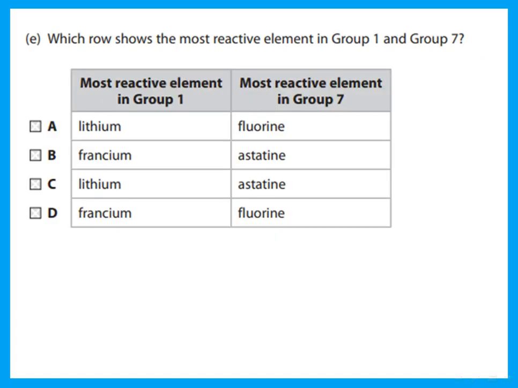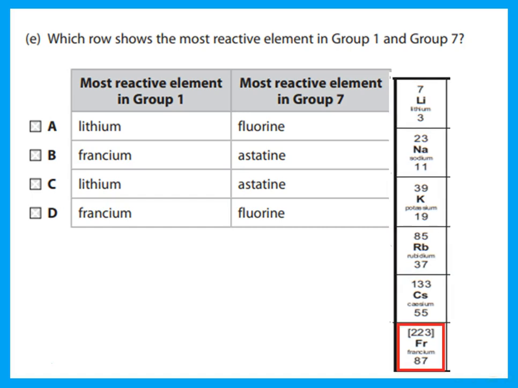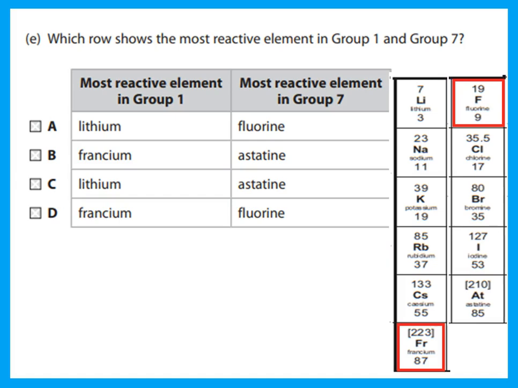Which row shows the most reactive element in group 1 and in group 7? Let us remember again. Group 1: lithium, sodium, potassium, rubidium, cesium, francium. We said the most reactive one is the one below. So in this case, we usually say it is cesium, but he's choosing francium. So francium, the one at the bottom of group 1, is the most reactive. Now group 7, we said which one is more reactive in group 7? The one at the top is more reactive in group 7. So this is the answer in D.